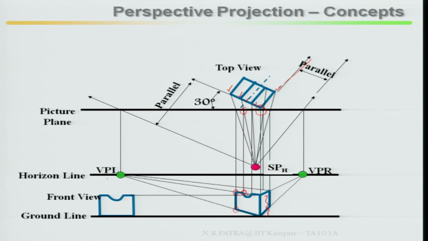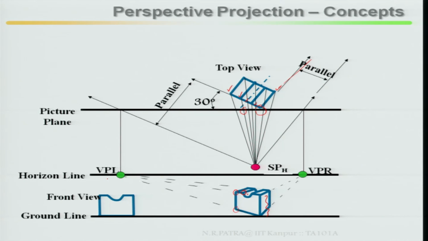So you mark it, join it, similarly join it, then go for this edge, project it back, join it, then go for the other edge, project it back, join it, then draw the semicircle. Look at the object, how it looks like. This is the object, how it looks like.